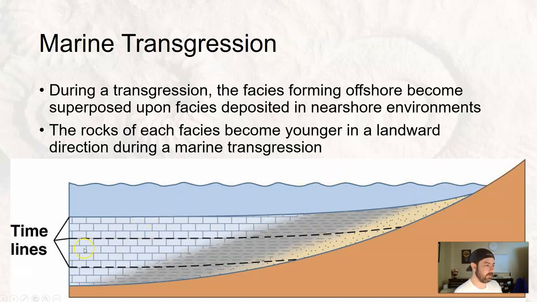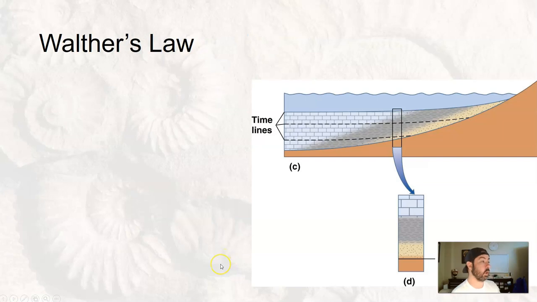So what we see happening horizontally is what we also see happening vertically, and that's something called Walther's law. Not Walter, but Walther.